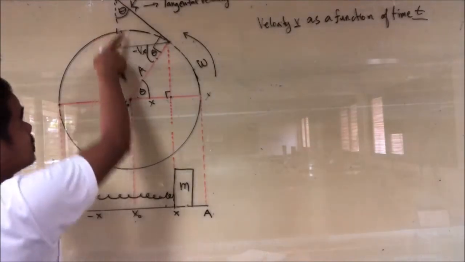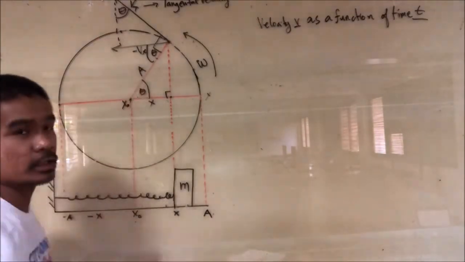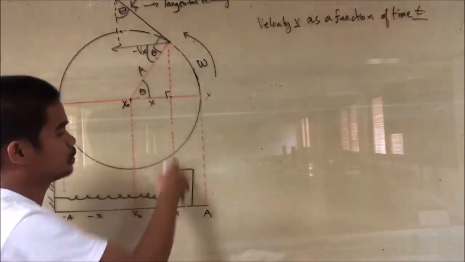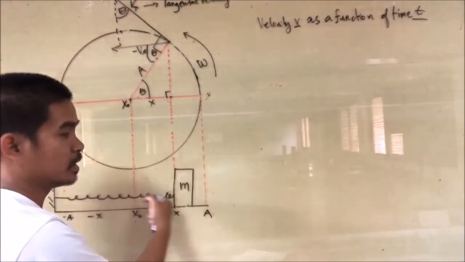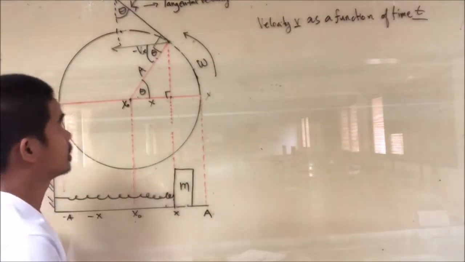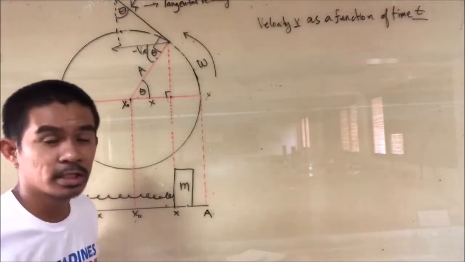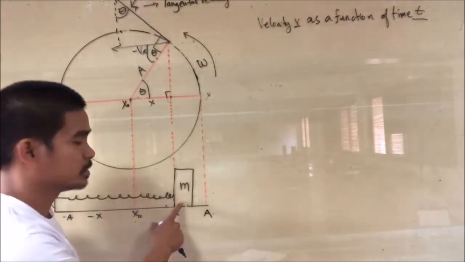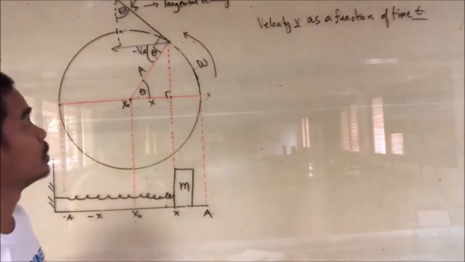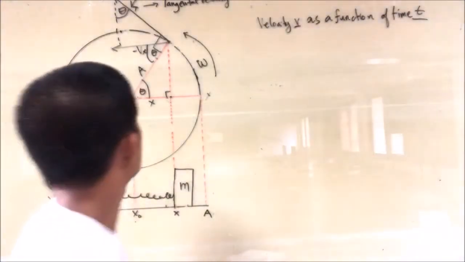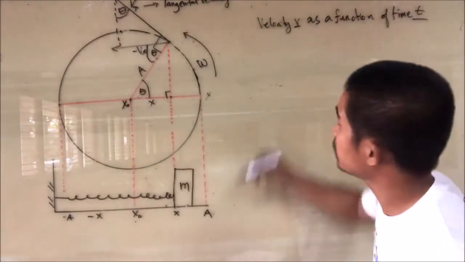So this angle is opposite to negative Vx, or the speed of this object moving in simple harmonic motion. So again, why negative? It is opposite to the direction of displacement of this object moving in simple harmonic motion. So we have negative sine of that angle, theta.